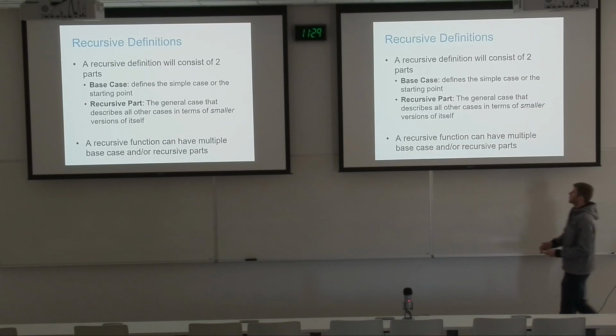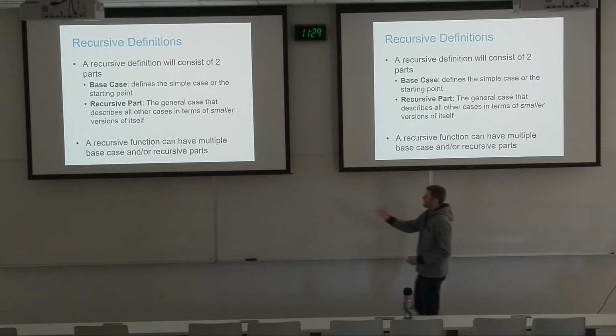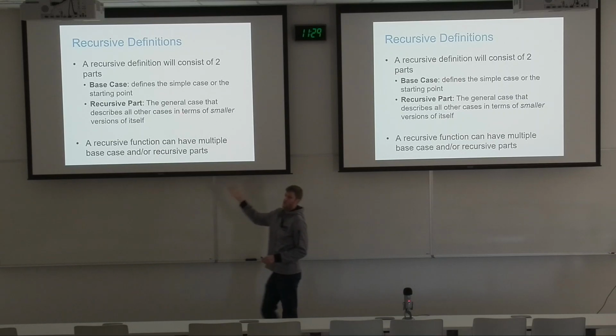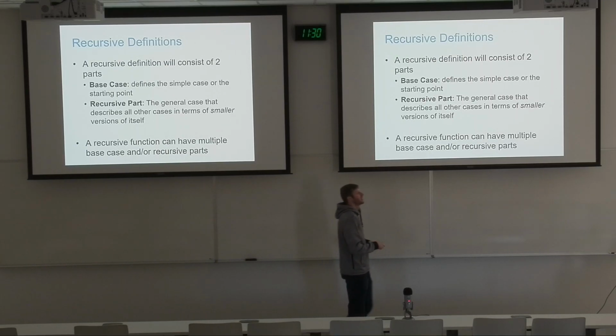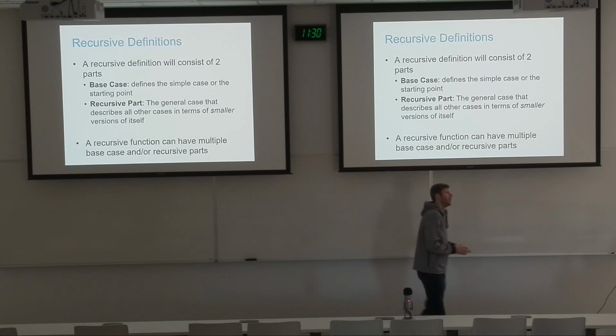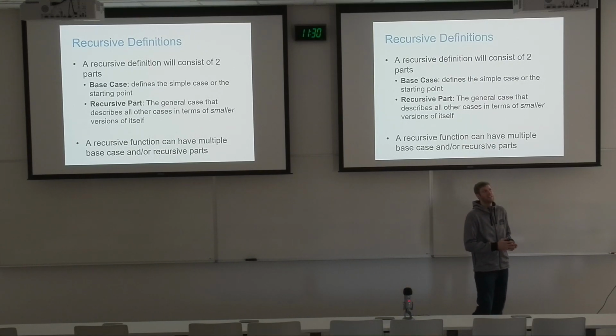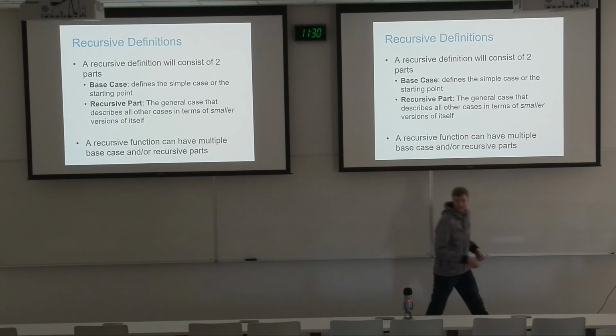So a recursive function, of course, can have multiple base cases and or recursive parts. You're not limited to just two, but you have to have one of each. That's not necessarily the case. It is possible to not explicitly write a base case, but it gets a lot riskier, that's for sure.